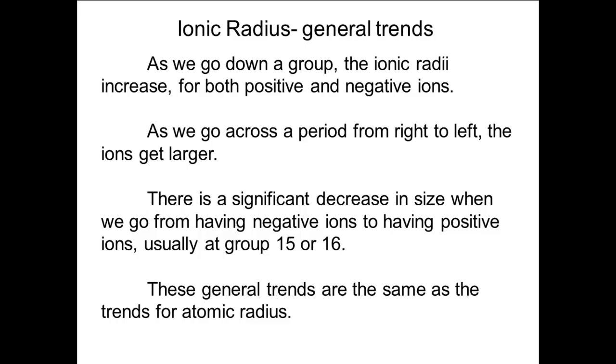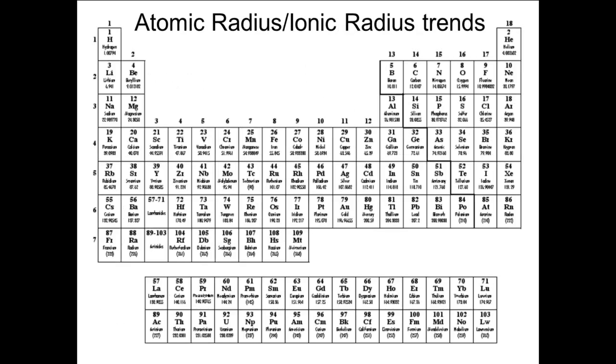So, these general trends, with the warning about comparing cations to anions, are the same as the general trends for atomic radius. Both the atomic radius and the ionic radius tend to increase to the left across a row and increase going down a column.